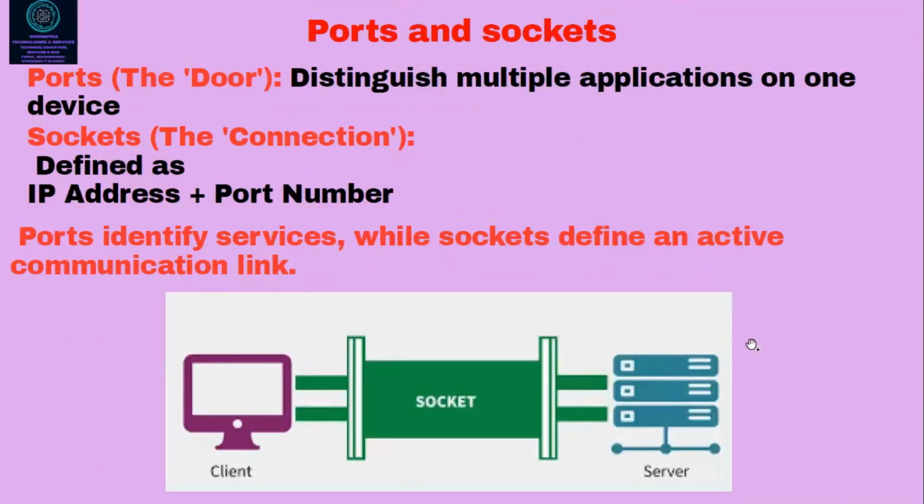Okay, now we'll go to ports and sockets. What is a port? The door, we call it mainly the door. It distinguishes multiple applications on one device, that is port. Sockets are defined as IP address plus port number. Sockets, that is the connection, defined as IP address plus port number. A port identifies a service, while a socket is defined as an active communication link. So I've given you a small diagram over here so that you can have a little idea.